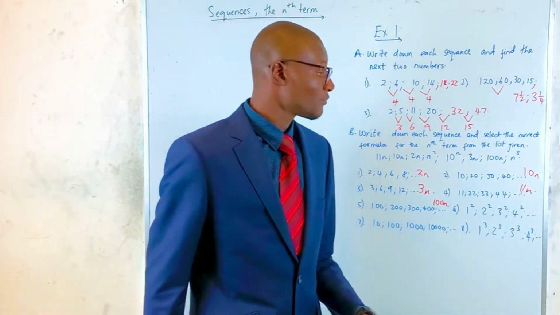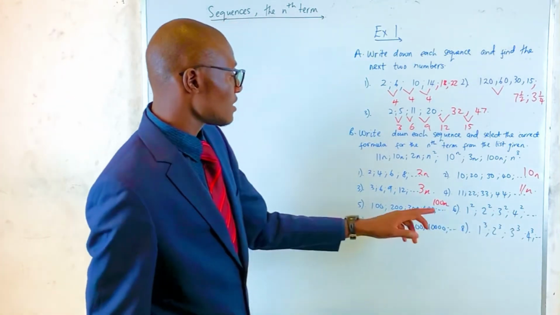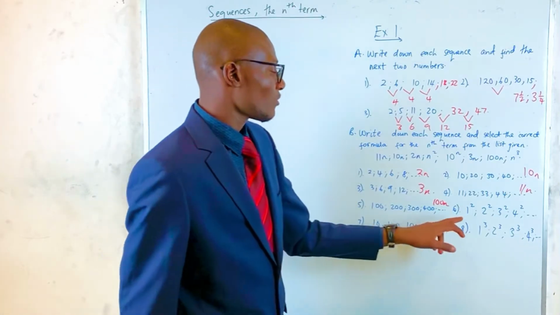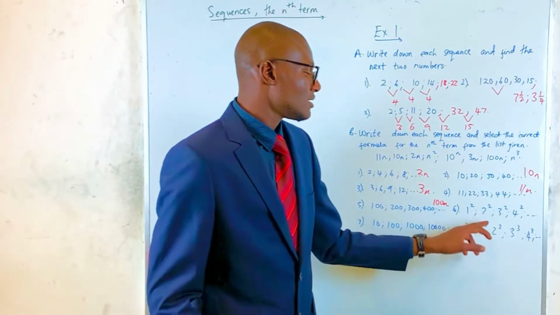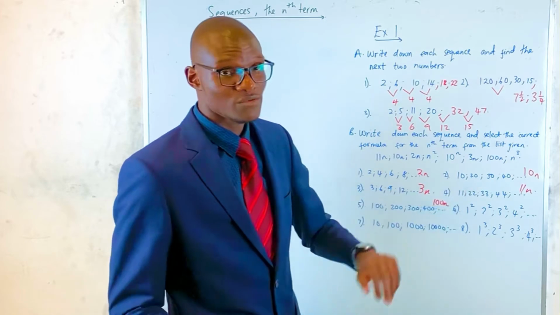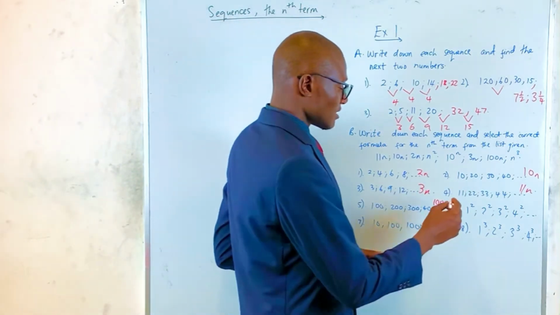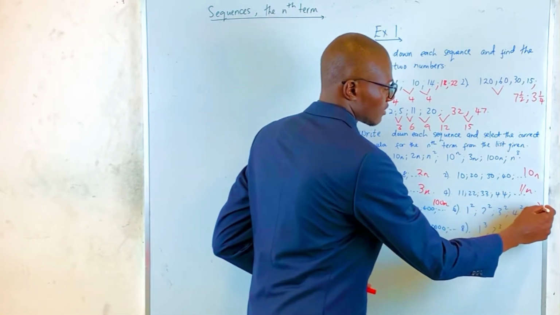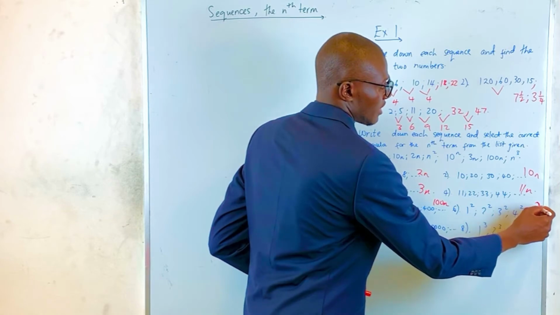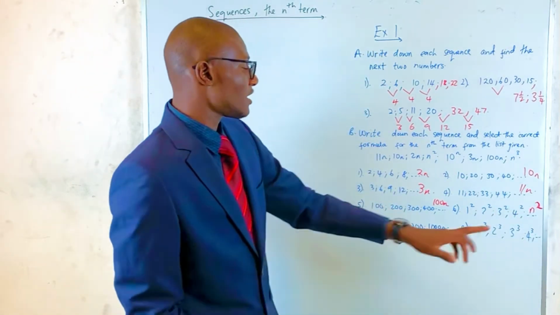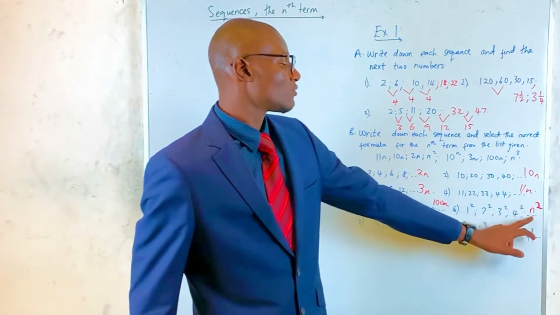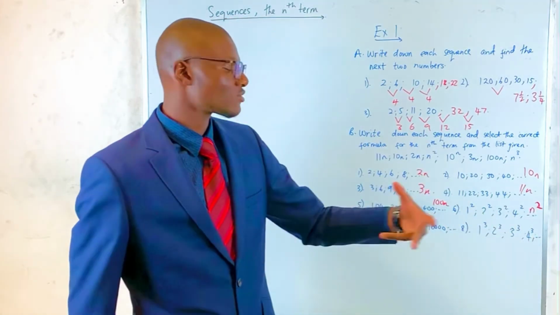Then for number 6, we've got 1 squared, 2 squared, 3 squared, 4 squared. As we can see here, we are simply squaring these terms, 1, 2, 3, 4. So here we can simply say n squared. This is the nth term. So the first term will be 1 squared, second term 2 squared, third term 3 squared, and so on.